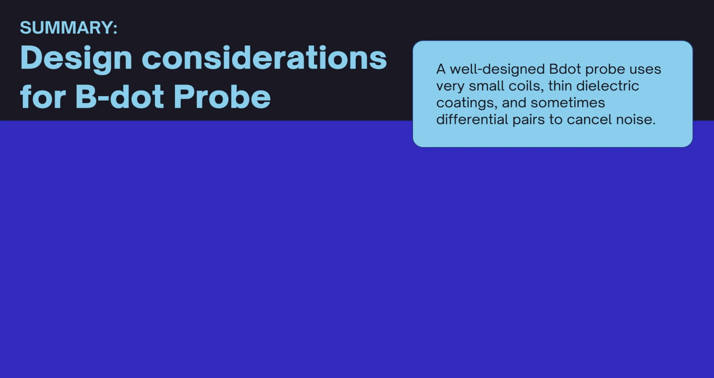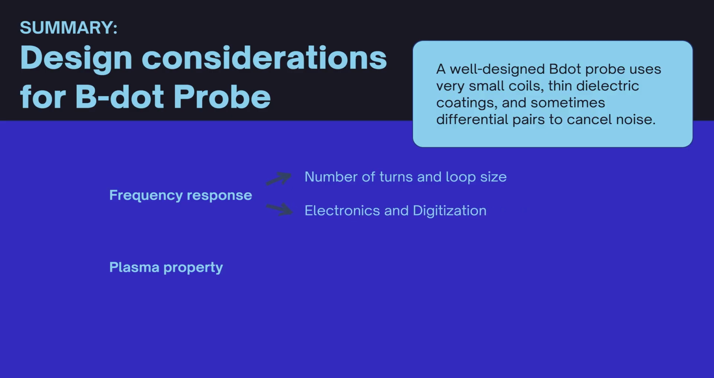To summarize, a well-designed Bdot probe uses very small coils, thin dielectric coatings, and sometimes differential pairs to cancel noise. Some of the elements to consider before you start building your own Bdot probe include frequency response and plasma properties. This determines the number of turns and loop size of your probe, as well as what electronics to use for getting the signal. Plasma properties also govern the decision for what materials to use. It must survive the high temperature plasma environment.